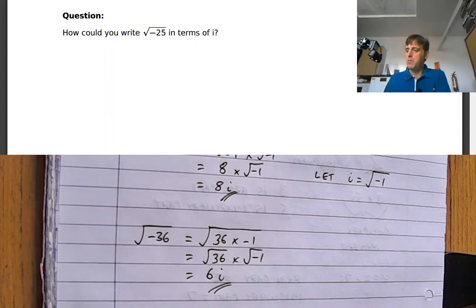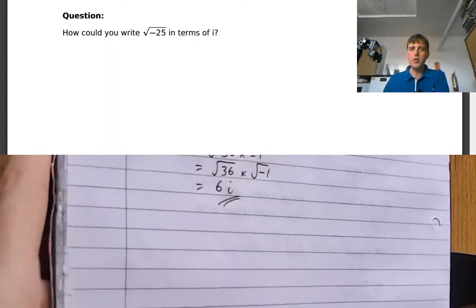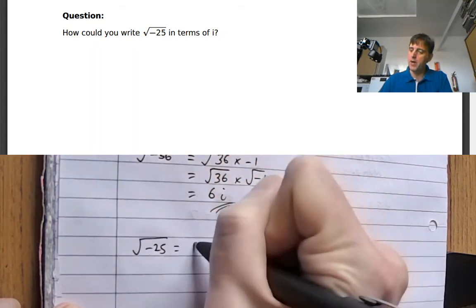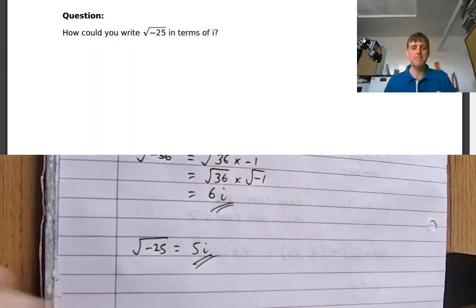Okay, so hopefully you're getting the idea by now. You should have written that the square root of negative 25 can be written as 5i, like that.